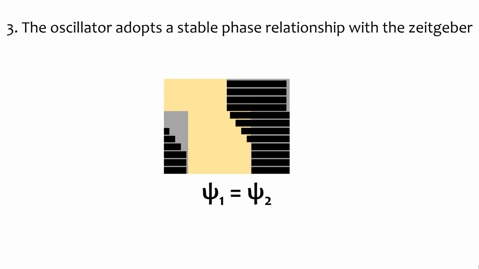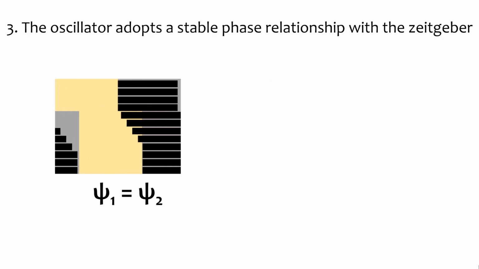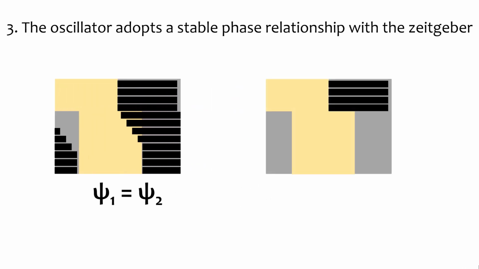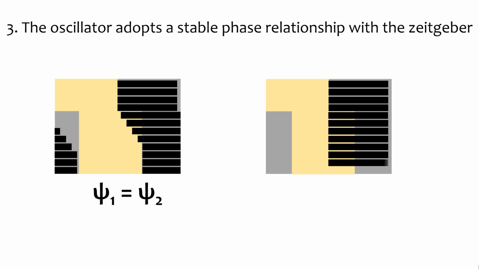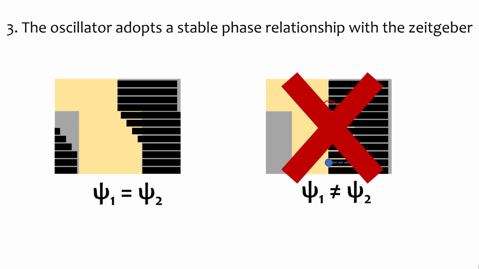What happens if the rhythm doesn't have a stable phase relationship with the zeitgeber? In this case, the phase of the rhythm doesn't shift with the light, and the relationship between the light and the activity is not the same as it was previously. In this case, the rhythm is not entrained to the zeitgeber and would not meet property 3.